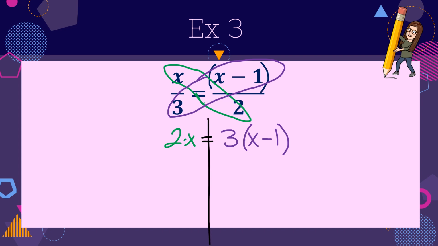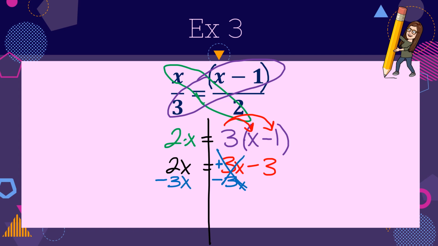Draw a line down the equal sign. We are going to solve using our rules, which means we need to distribute first: 3x and a negative 3. There's no combining. Let's jump to move a variable. If I move the 2x, it leaves an empty side of the scale, so I'm going to move the 3x. Instead of positive 3x, we're going to undo it and subtract 3x. Opposites, we get to cross off. The negative 3 falls down. 2x minus 3x is negative 1x.